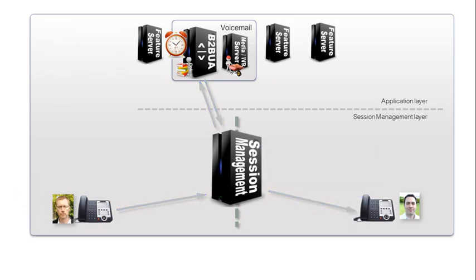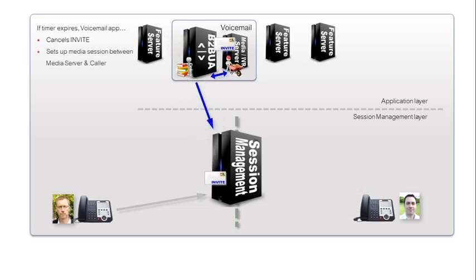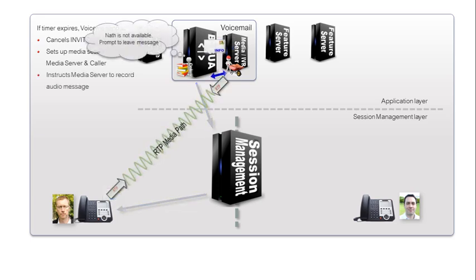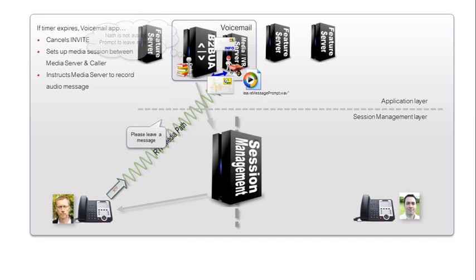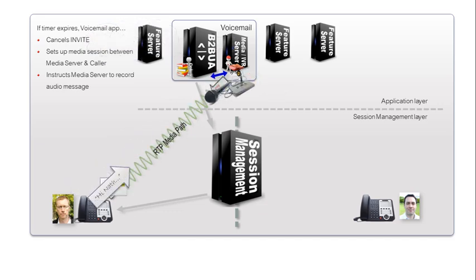Then, if the timer expires before Nath picks up, the voicemail app cancels the downstream leg, and the rest is history. It invites the media server, sets up a media session with the caller, and instructs the media server to play the prompt and record Dave's audio.